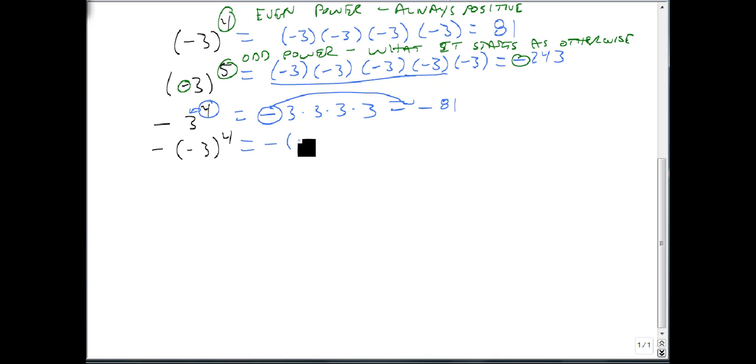Similarly, if we start with a negative on the outside, we still group these 4 together. Negative times negative is a positive, negative times negative is a positive, positive times a positive is a positive, but then we have that extra negative on the outside and we end up with negative 81 again. So that's our basic exponents, especially as they deal with the order of operations. Let's look at some more complicated problems now.